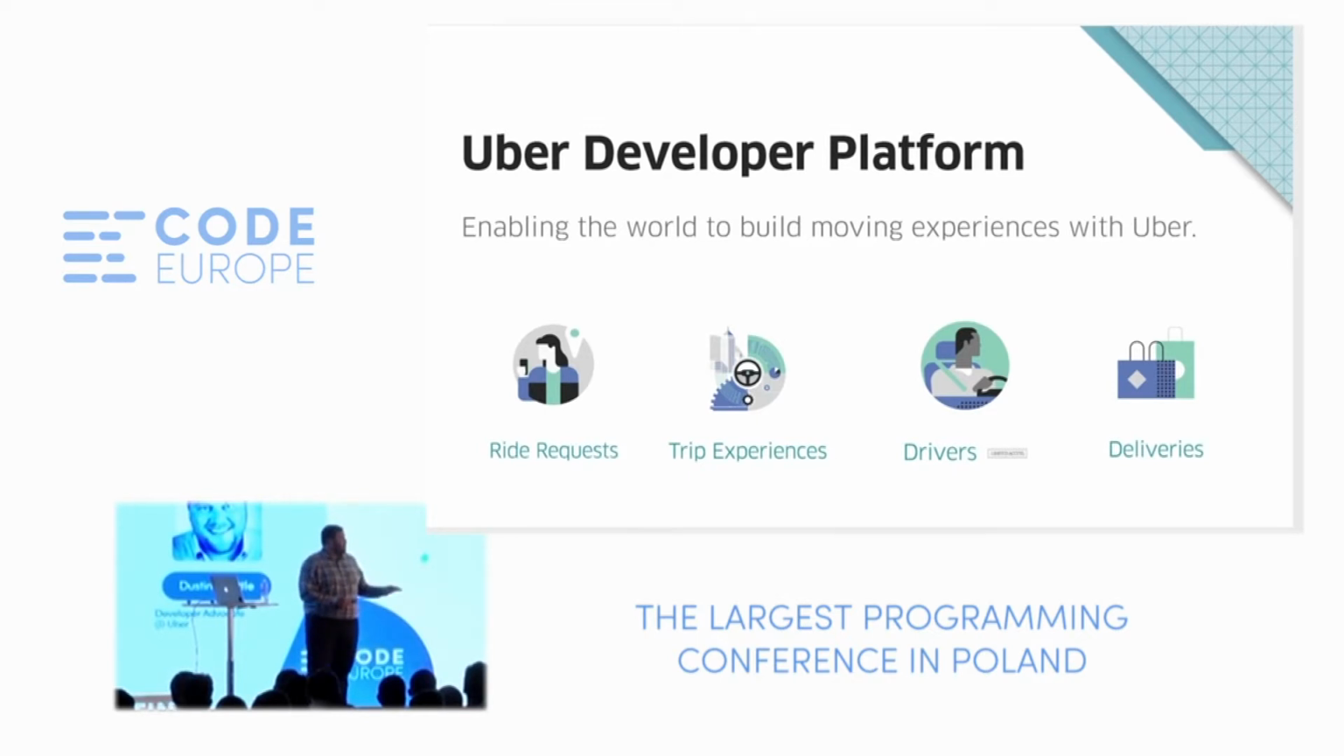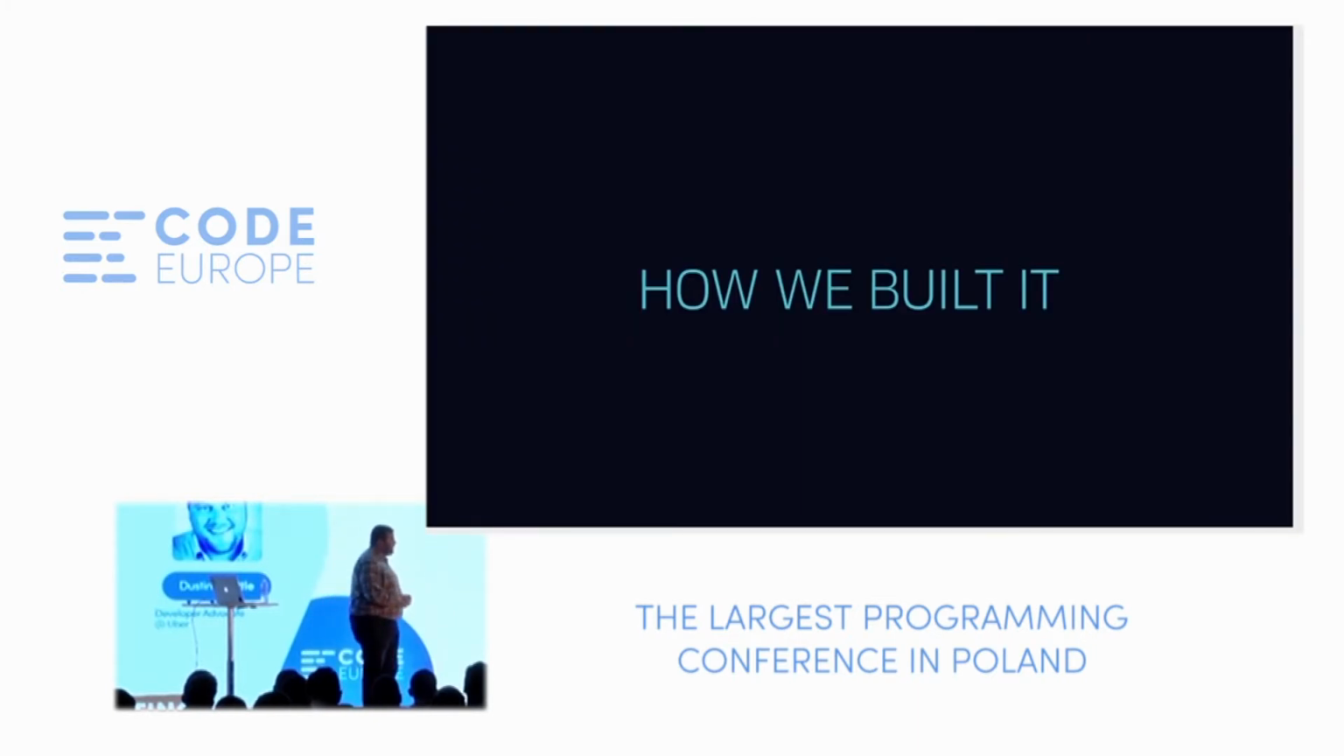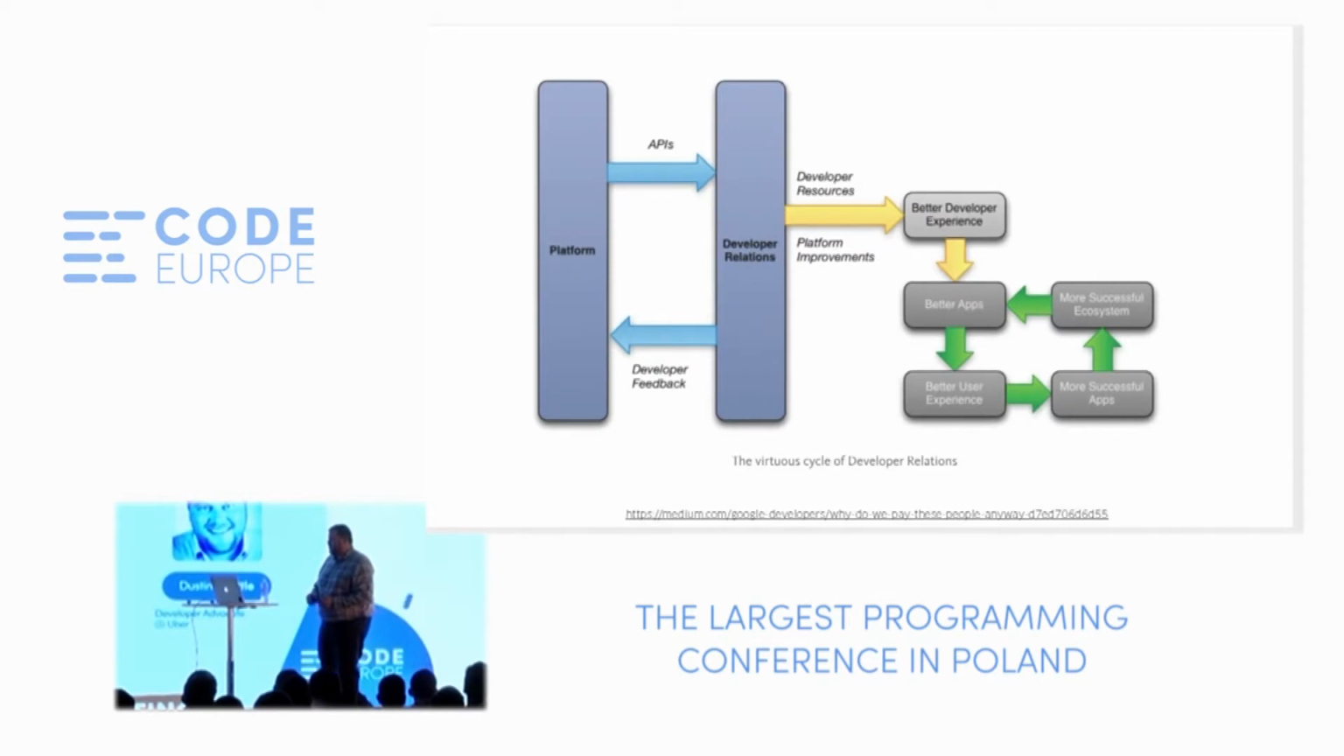And so at a high level, we have the Uber developer platform and these 4 developer products. But let's talk a little bit about how we actually built this. And so I borrowed this slide from a talk on how Google does developer relations, and I think this is very similar to how Facebook and a few other companies do developer relations. And basically you have your platform team that does all the engineering, and then you have a developer relations team that sits in front of that, works with the community and provides a feedback loop.